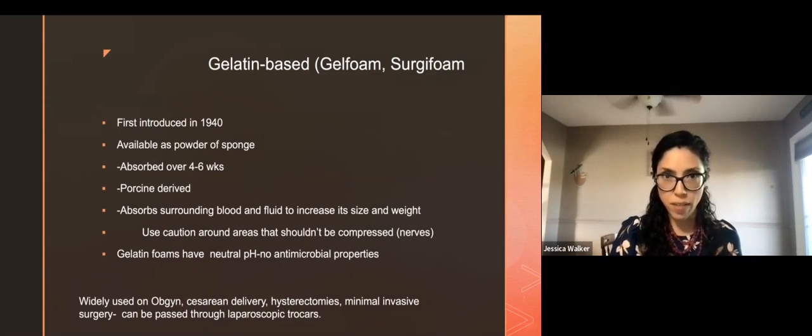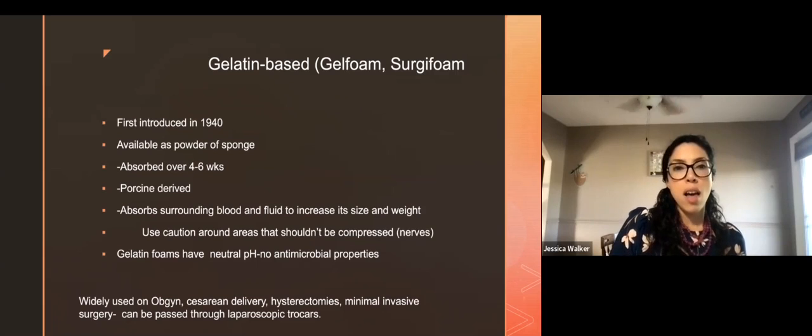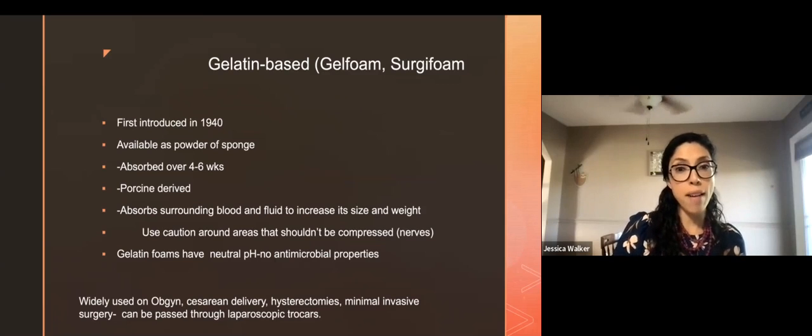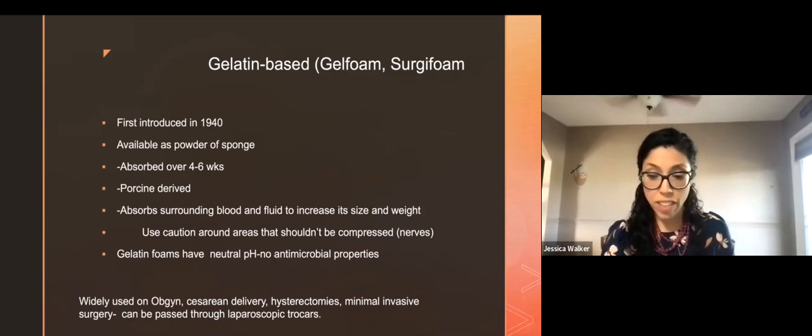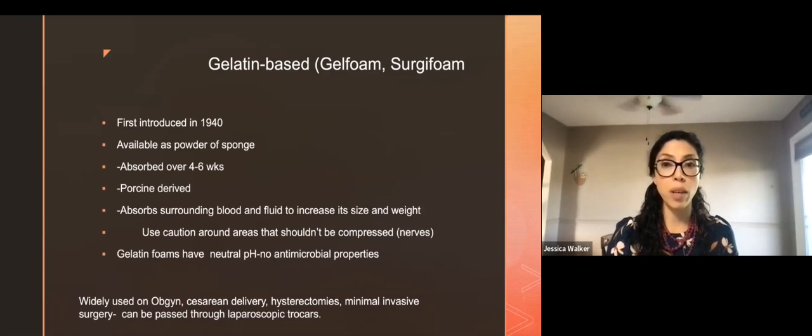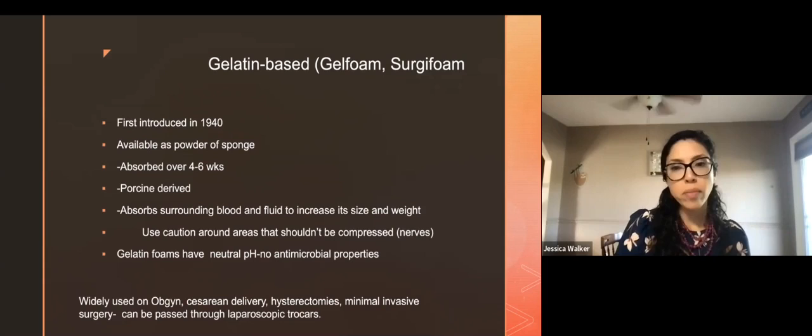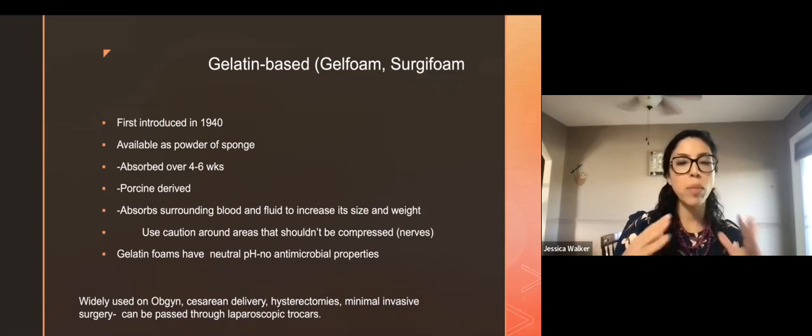The other group, we have the gelatin base. So these are the gel form, Surgifoam. These have also been introduced for a while. You have them as powder or a sponge. Most commonly, we see the sponge. They absorb over 4 to 6 weeks. Porcine derived. One thing with these guys, they also certainly are physical, but there were some comments about mechanical hemostasis because they will increase in size and weight. So when they do that, they compress the area as well and enhance the hemostasis. Because they expand when they absorb fluids, there's a risk of compression, so there is caution to use in tight spaces to prevent compression necrosis of tissue.